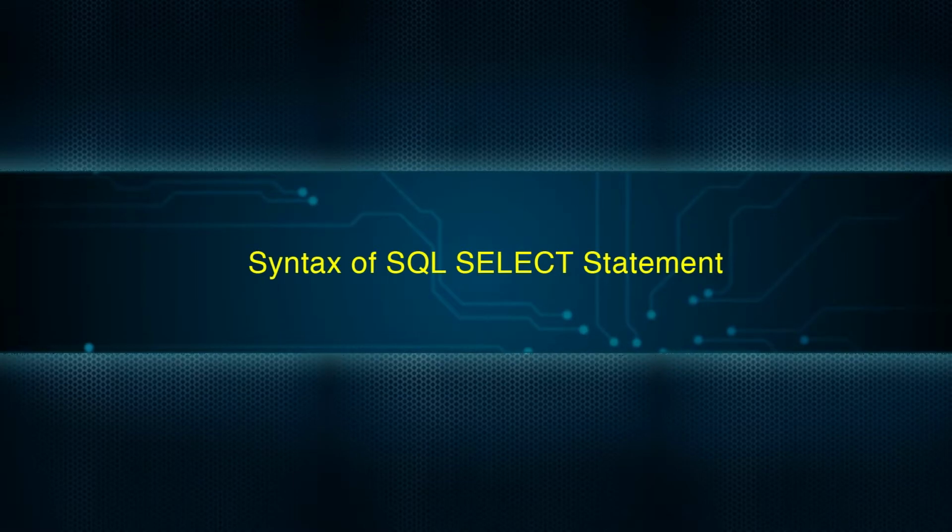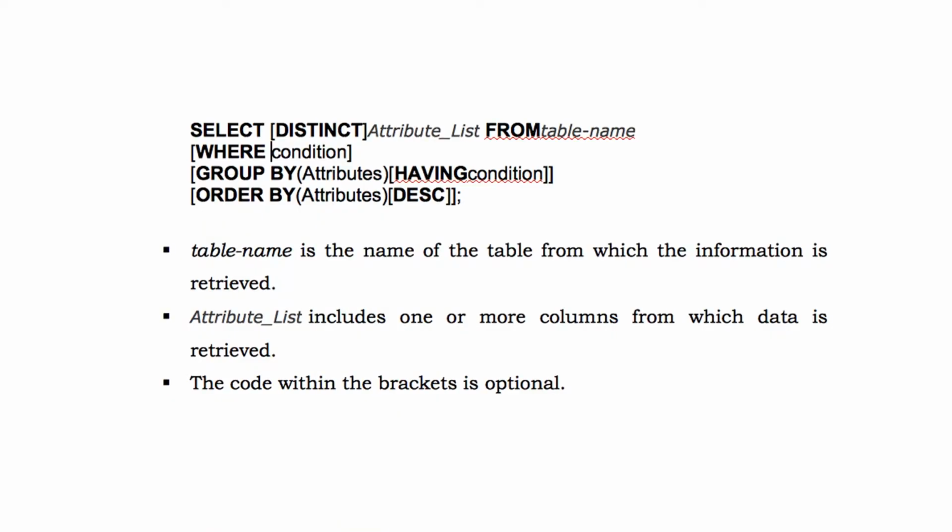Syntax of SQL select statement. To create a simple SQL select statement, you must specify the column names and the table name. The whole query is called an SQL select statement. It will look like: select distinct attribute list from table name where condition group by attributes having condition order by attributes descending.